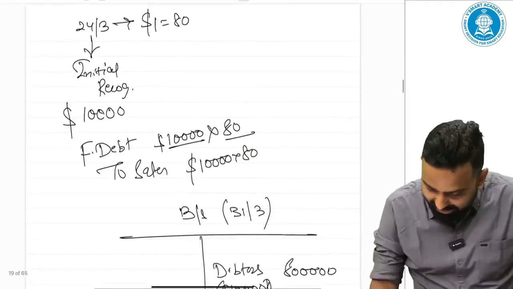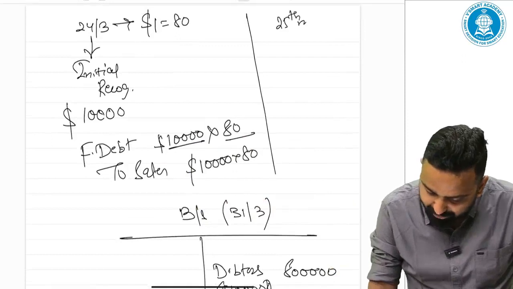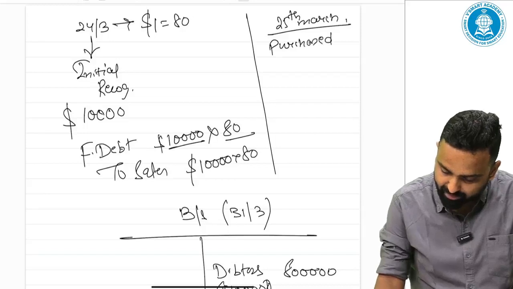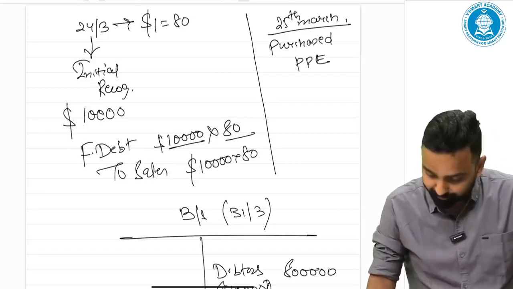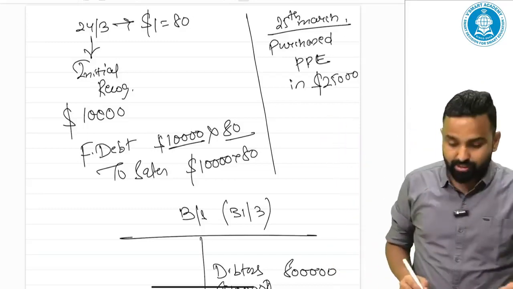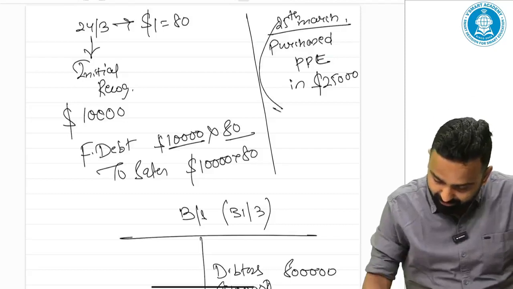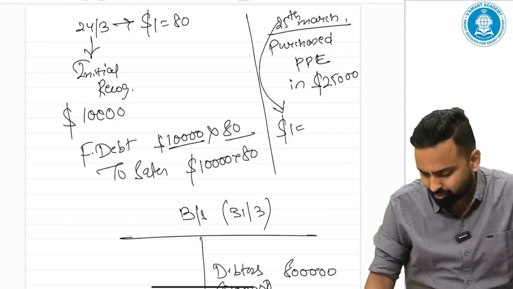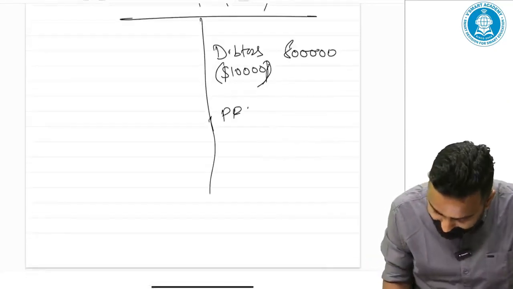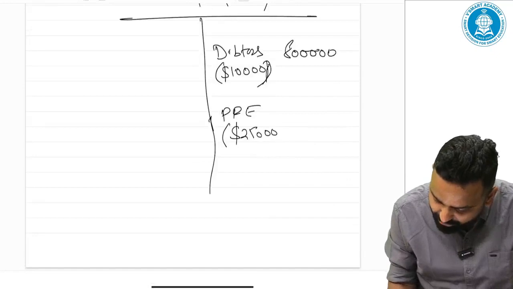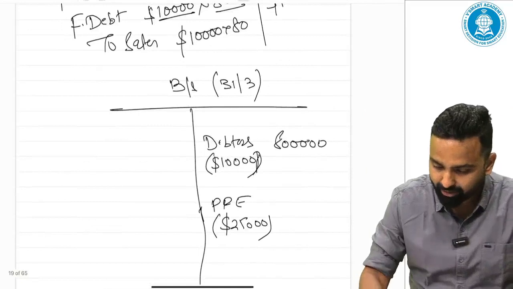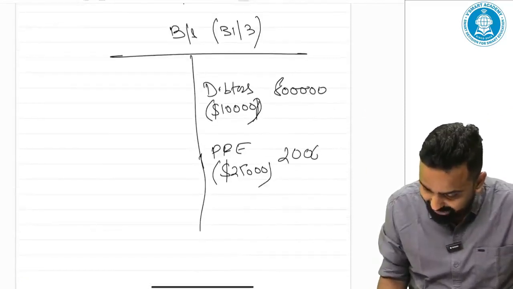Other than that, instead of debtors, now I have entered into one more transaction on 25th of March. Suppose I purchased PPE, property, plant and equipment, in $25,000. I purchased PPE in $25,000 on 25 March. Definitely on 25 March, $1 is equal to, let us say, 80.25. So here also my PPE is getting recorded at 25,000 into 80.25, which is technically 20,06,250.